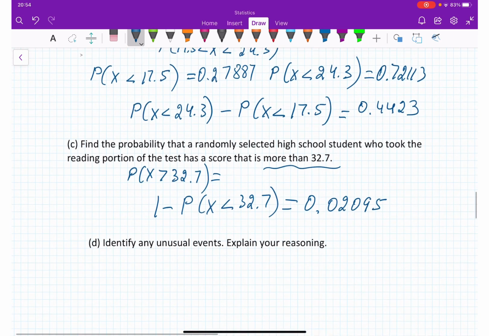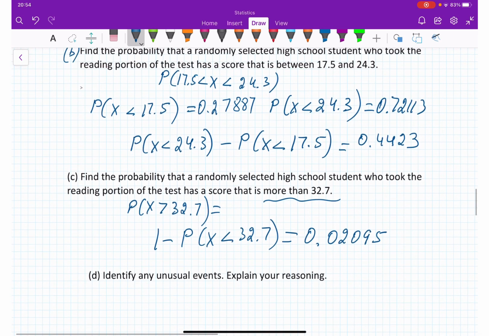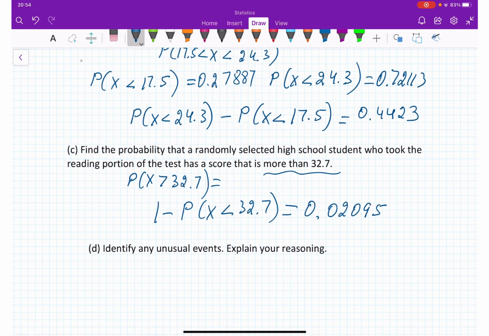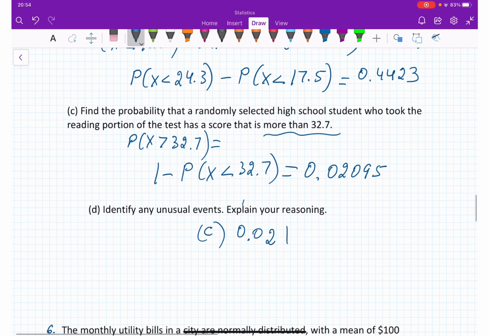What do we get? Look at that. We have in C, we have less than 0.05, right? In C, the probability is 0.021, which is less than 0.05, which means the event in part C is unusual because the probability is less than 0.05. Question number 6.